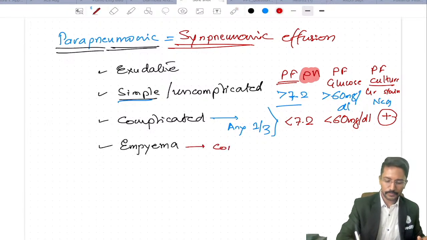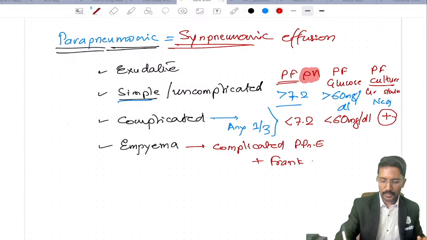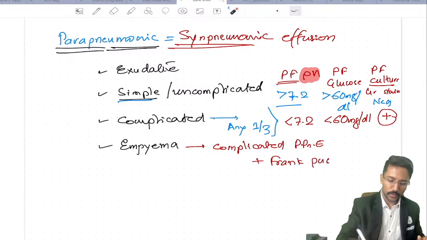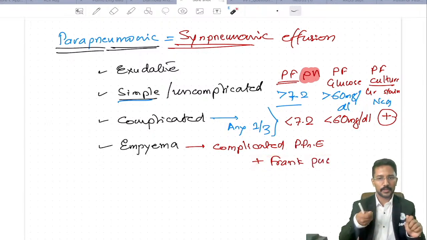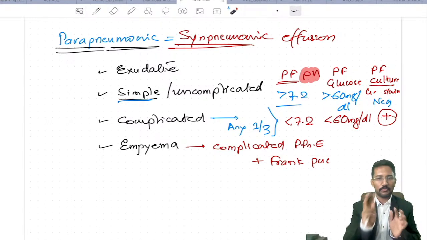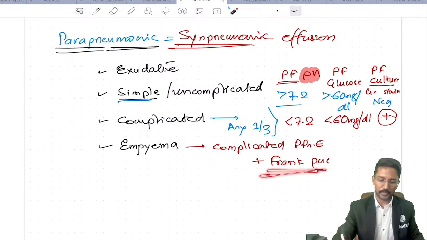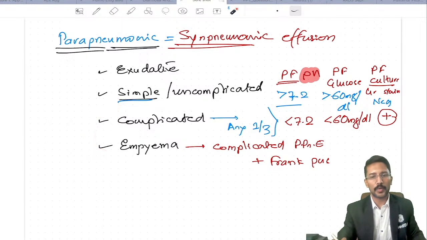Empyema is nothing but complicated parapneumonic effusion with frank pus. So when you tap it, you're not just getting the cloudy fluid, but you're getting frank pus. When you tap, you're clearly seeing that it is pus, not fluid. That is what we call empyema. So empyema is a subset of complicated parapneumonic effusion, right?